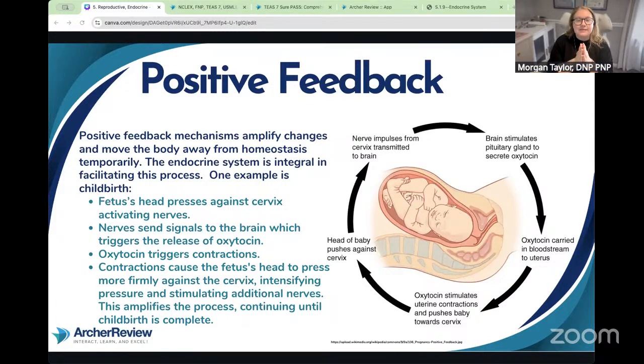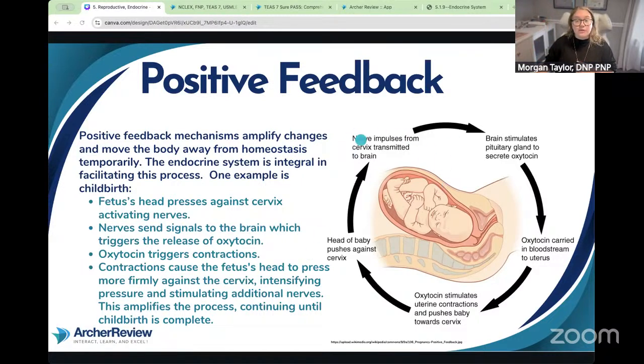What that means is that the change, whatever we sense, is going to be amplified. The amplified change moves the body further and further away from homeostasis until there is a concrete event. And our classic example in every textbook is childbirth. So what happens first, the first change that disrupts the internal environment and sends the signal that the baby's ready to be born, is the fetus's head pressing against the cervix. That activates nerves. Okay, that's the first step.